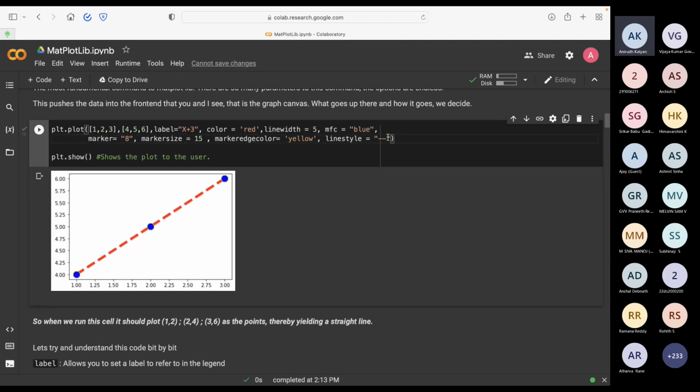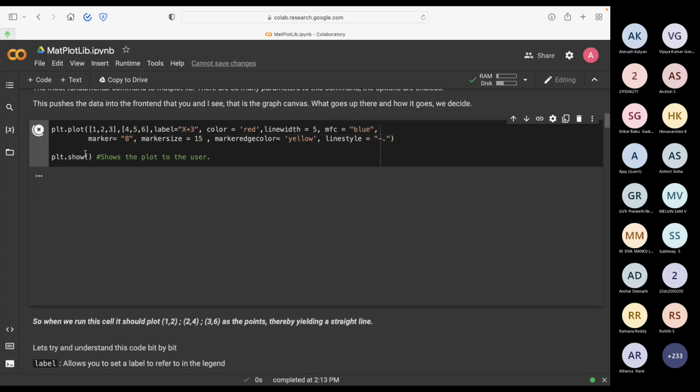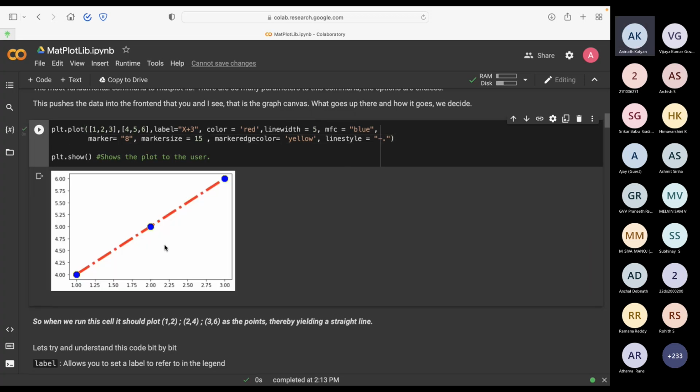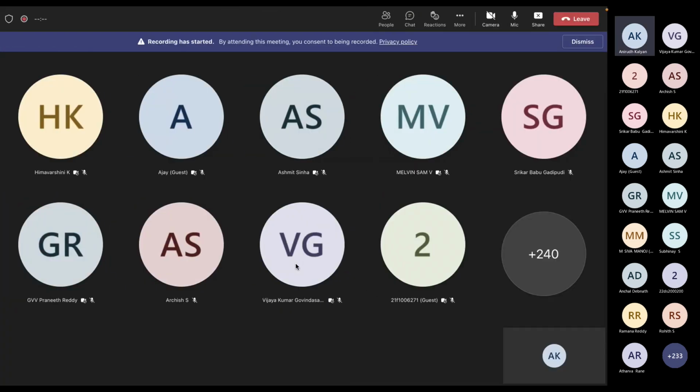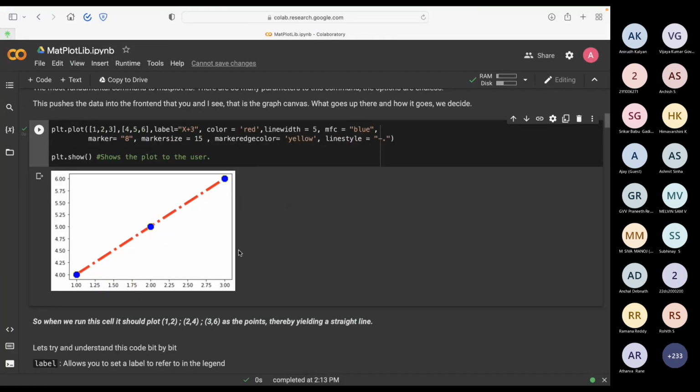And let's just revert back to the position we were in. So yeah, this is your most fundamental command. Does anybody have a doubt? Okay, cool.